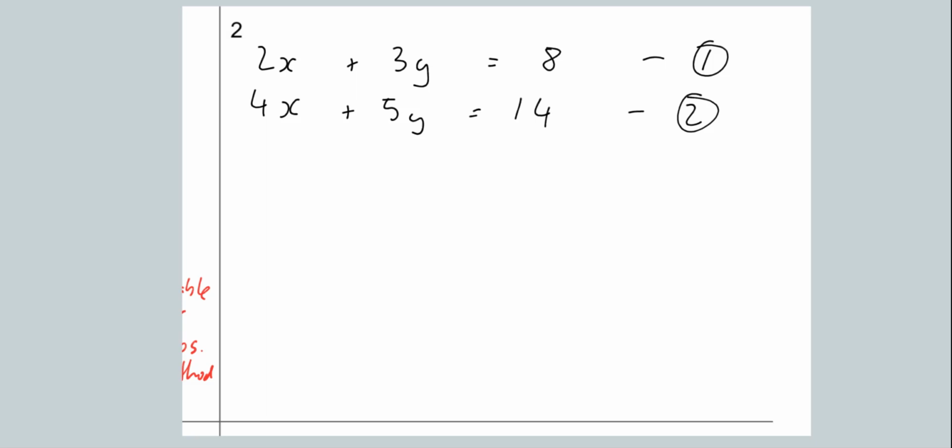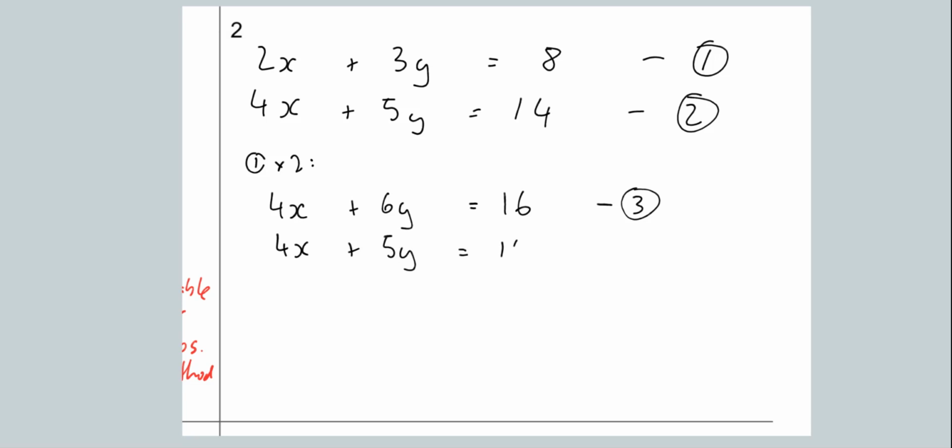Okay, so when we do that, we construct a new equation. I'm going to take equation 1 and multiply it by 2, and that will give me equation 3. So I've now got 2 times 2x, which is 4x, plus 2 times 3y, which is 6y, equals 2 times 8, which is 16. So that's equation 3. And then I'm going to write underneath it equation 2, the other one, like so.